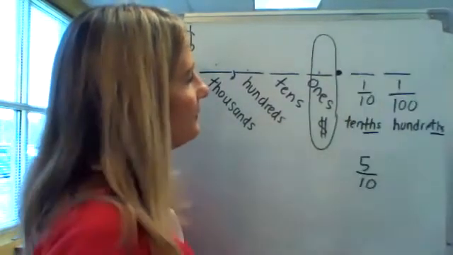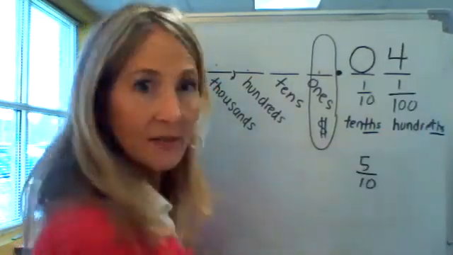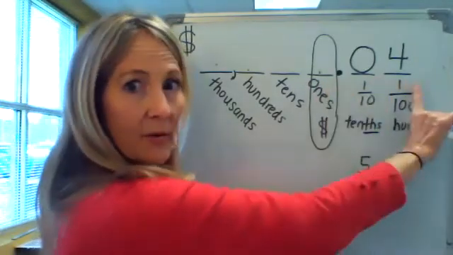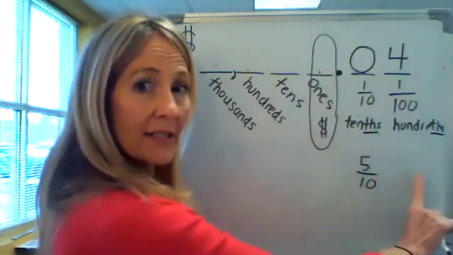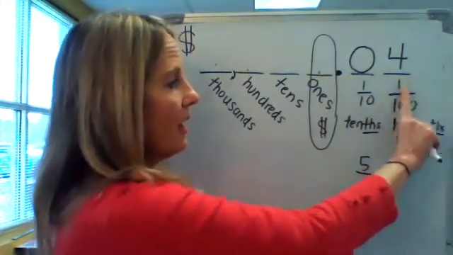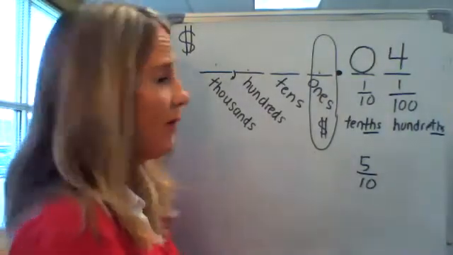Lastly, let's try this kind. What if we see that? We would read that 4. I'd just read the number 4, and wherever it lands, that's the place value name or the unit that I'd give it. 4 hundredths, right? 4 hundredths. That's just like 4 pennies.